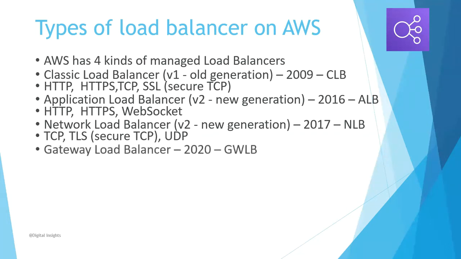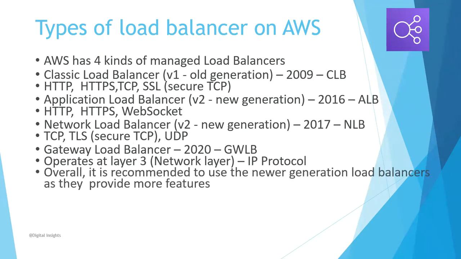Now then again, there is a new offering, which is called the GWLB, Gateway Load Balancer. It is basically out of scope of this AWS Architect Associate, but you should know that there is one more load balancer called the GWLB. Again, this does operate like the network load balancer on the network layer. Overall, it is recommended to use the newer generation load balancers as they provide more features. So you would be mostly using ALB and NLB. Okay? But in the demo, we will be only looking at the ALB.